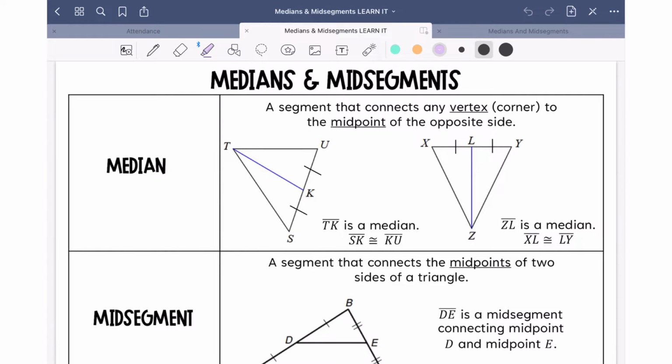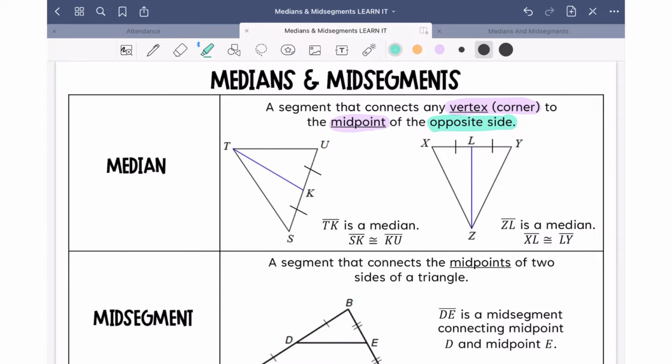The first vocabulary word that we are looking at is the word median. A median is a segment that connects any vertex or a corner to the midpoint of the opposite side. Okay, so let's break that down. What is a vertex? What is a corner?